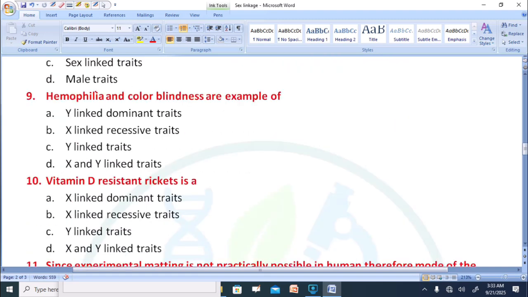The next question: hemophilia and color blindness are examples of which disorder? Option A Y linked traits, option B X linked recessive traits, option C Y linked trait, option D X and Y linked traits. So the right answer is option B, X linked recessive traits.